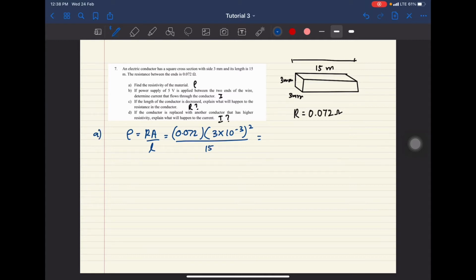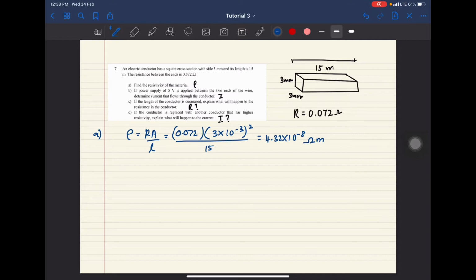And now you just have to press your calculator. Okay, the answer would be 4.32 times 10 negative 8. Okay, don't forget the unit would be ohm meter. Okay, if values for resistor, the unit would be ohm, tapi kalau resistivity, ohm meter.